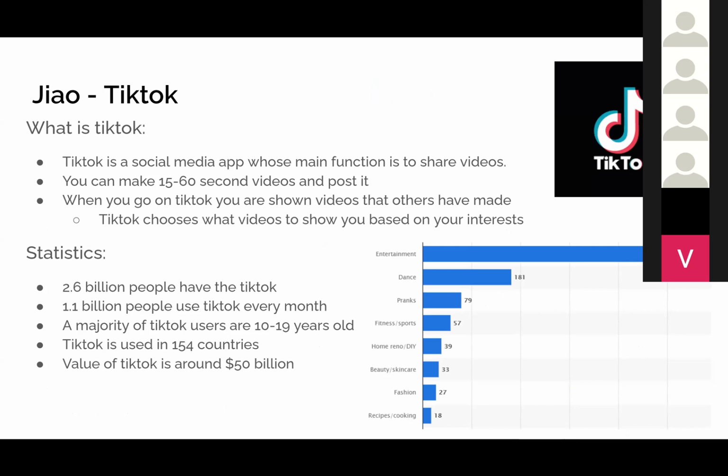When you go on TikTok just to look at videos and not to make them, you're shown videos that other people have made, and TikTok chooses which videos to show you based off your interest. So based off, for example, videos that you've liked or you've seen in the past.